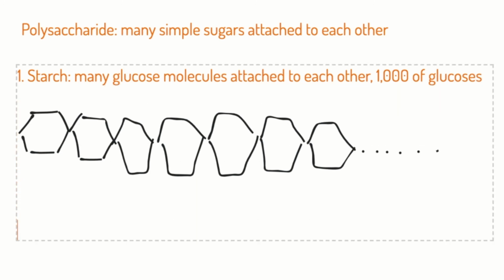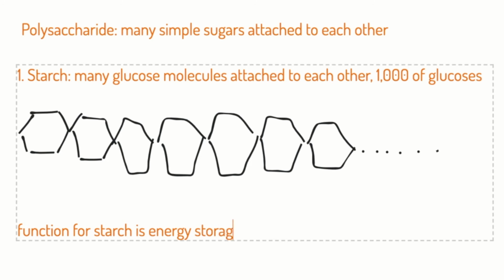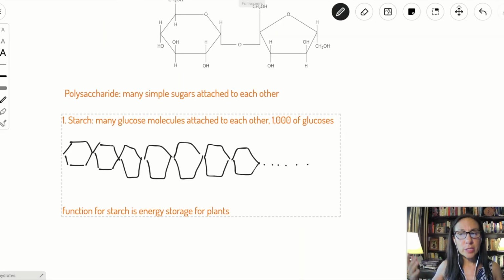Okay, so let me write that down. So starch, the function for starch is energy storage for plants. Okay, so that is how plants store their energy. They get glucose from food, and then they stick them together to form these long chains of glucose molecules for later if they need energy later. And so they store it like in a potato, for example, and then us as humans, we will take that potato and we'll eat it. And that is like a high source of carbohydrates for us. Okay, but the plant is making it for itself, but we're taking it from the plant.